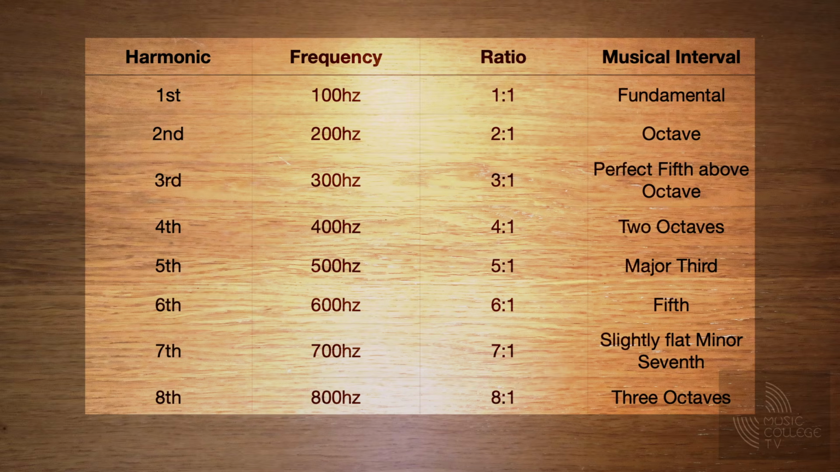Suppose a fundamental note vibrates at 100 Hz. The harmonic series naturally produces the first, 1-to-1, fundamental; the second, 2-to-1, an octave; a perfect fifth above the octave; 4-to-1, 2 octaves; 5-to-1, the major third; 6-to-1, the fifth; 7-to-1, a slightly flat minor seventh; and 8-to-1, 3 octaves.